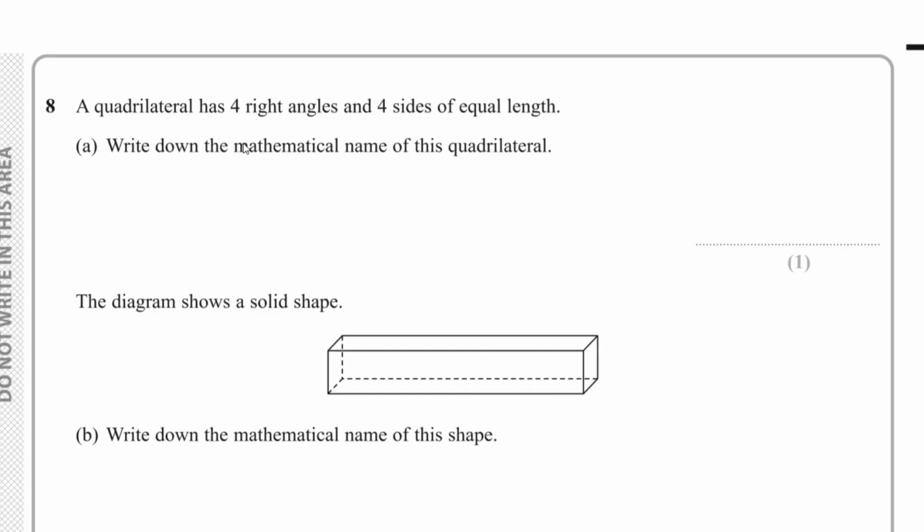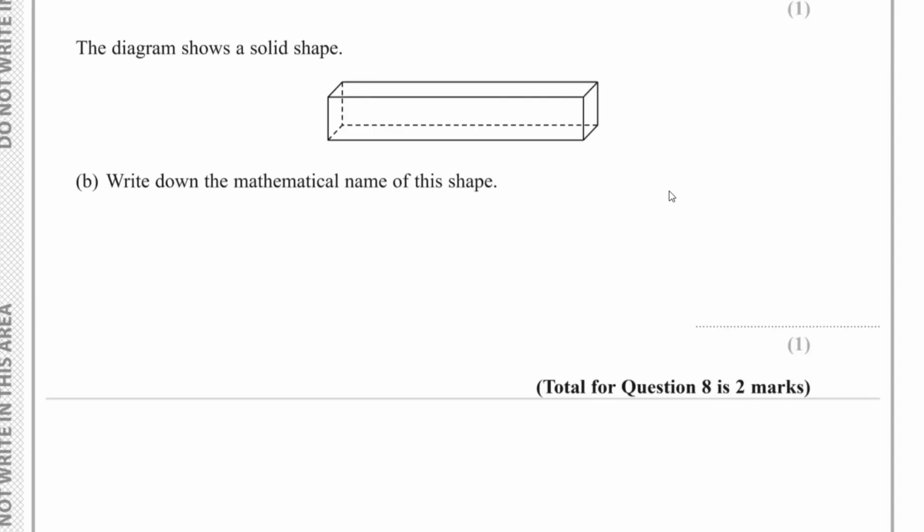Question number 8. A quadrilateral has 4 right angles and 4 sides of equal length. For part A, we have to write down the mathematical name of this quadrilateral. Well, we have a square. The diagram shows a solid shape. For part B, we have to write down the mathematical name of this shape. Well, we have a rectangle which has been extruded by a certain length, meaning we have a cuboid.